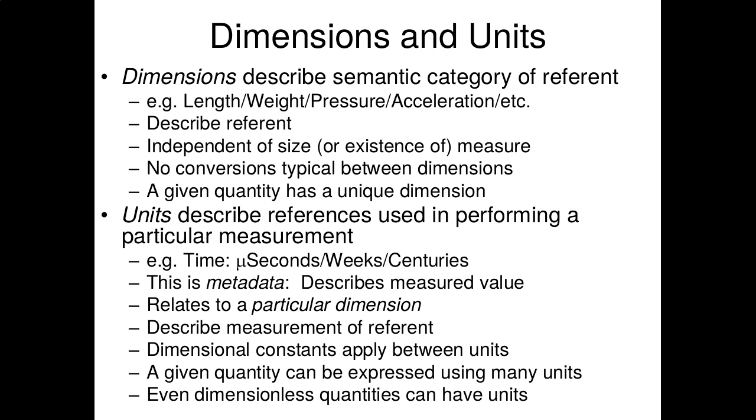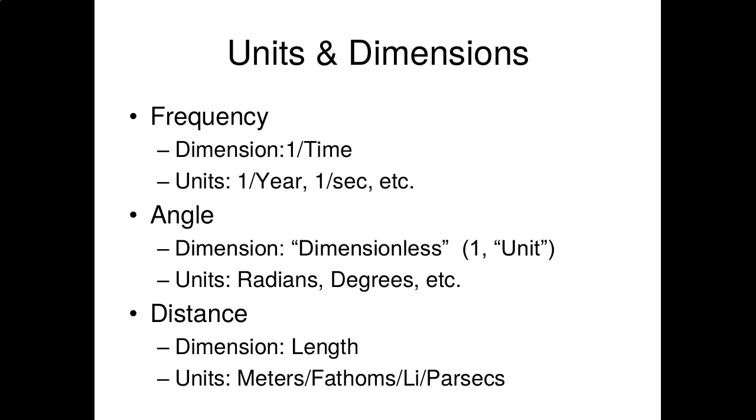So we can express a given quantity in only one dimension. It only has one dimension associated with it, one semantic category, time or length, but it could have many units associated with it. We could express it, or I should say we can express it in different units. We could say this 1 meter is instead about 39 inches or what have you. So we can re-express it in many units. And well, we'll come to dimensionless quantities in a second.